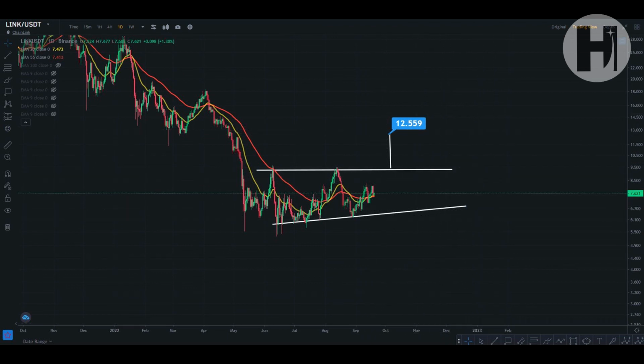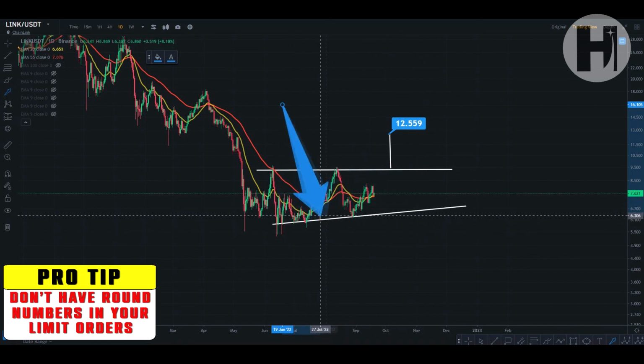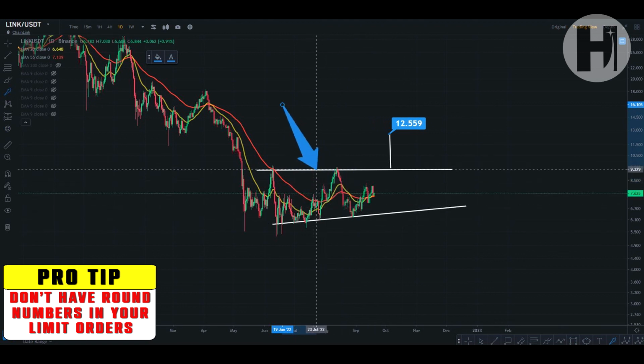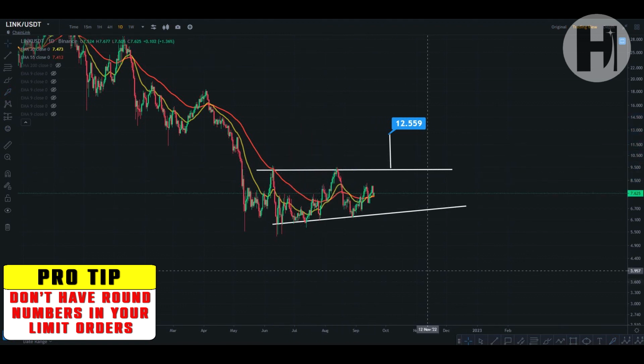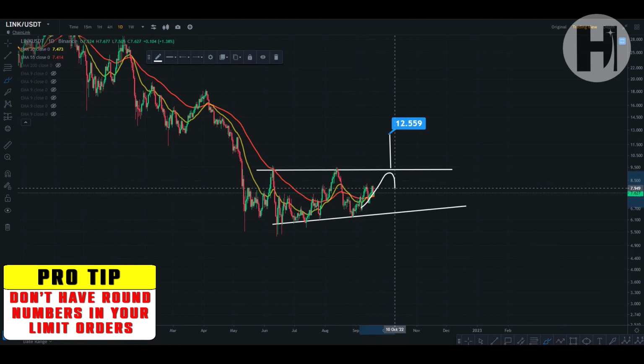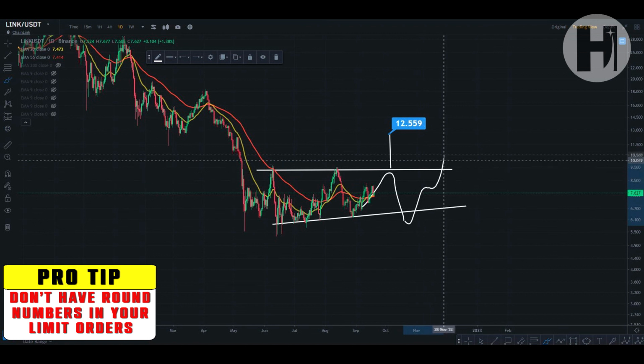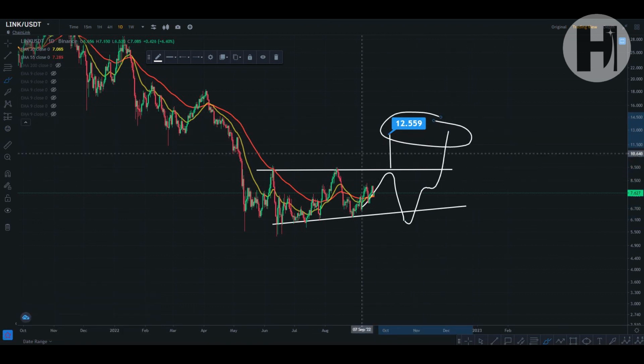But for this to be valid, we obviously need to break the resistance of the pattern, which is over here, right? But you also want to be holding the support of the pattern. So if you start losing this ascending support trend line, the pattern is going to be invalidated. Now, what often happens is that you start losing the support of the pattern and people get liquidated, right? So you drop down here and then you start coming back up and you actually carry on all the way up to the target.